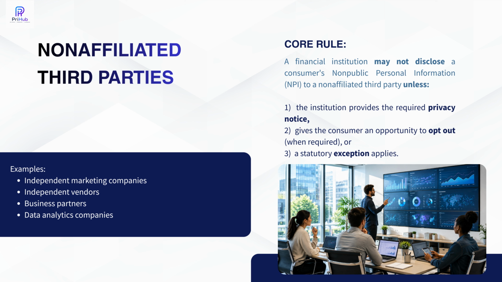For example, imagine a bank wants to share its customers' financial information with an independent marketing company to promote credit cards or other financial products. Because the marketing company is not an affiliate, the bank must determine whether GLBA permits that disclosure and whether the consumer must be given an opportunity to opt out. Other examples include independent vendors, business partners, and data analytics companies.